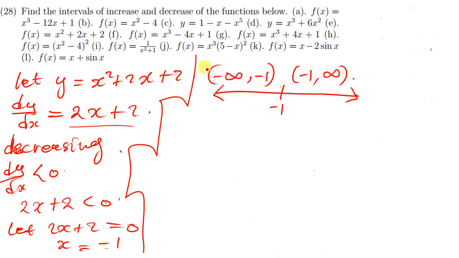So we can test points from -infinity to -1. We take any number that is less than -1. We can even take -2. If we replace x with -2 in this expression, we're going to have 2 times -2 and then plus 2. This will give us -4 plus 2.